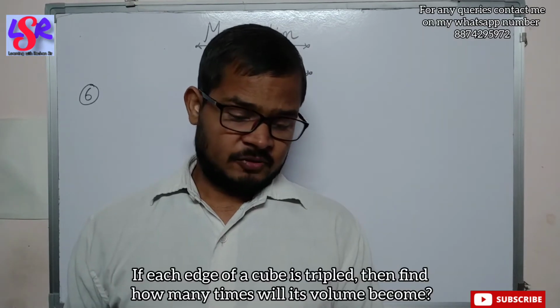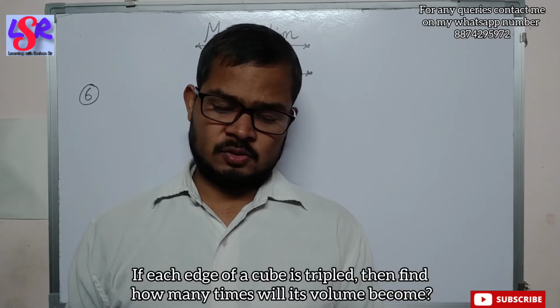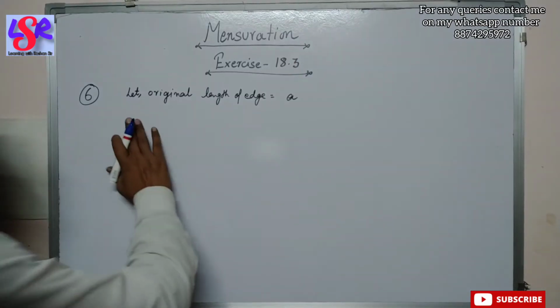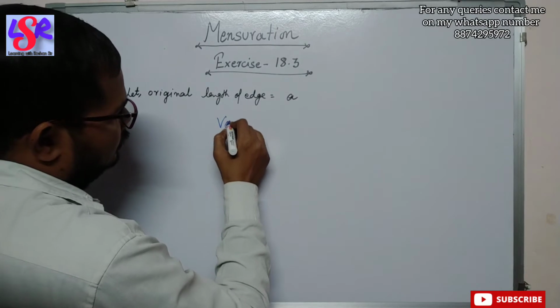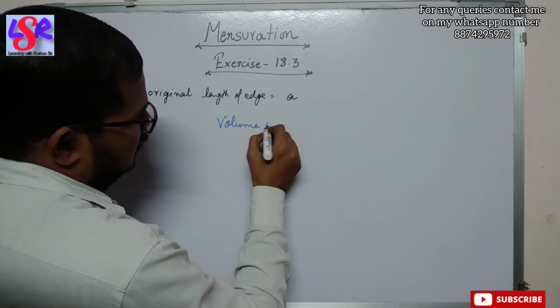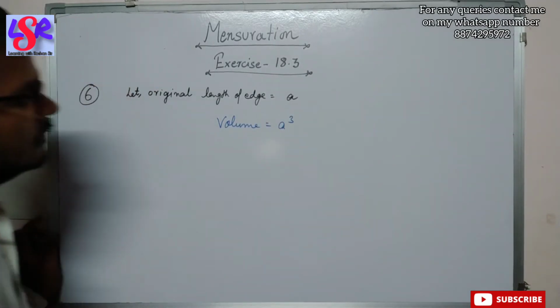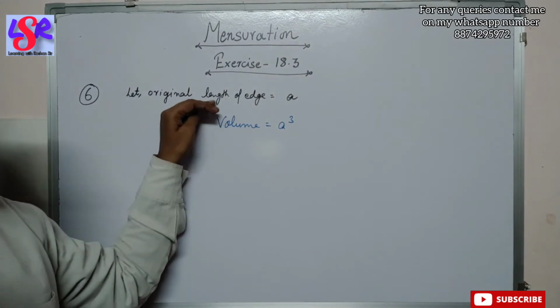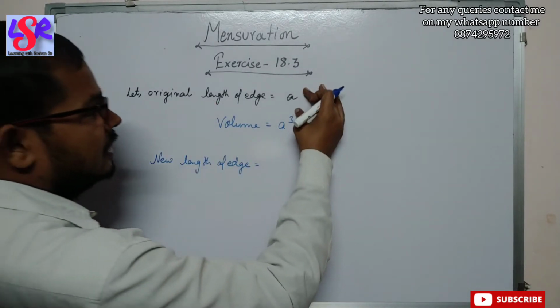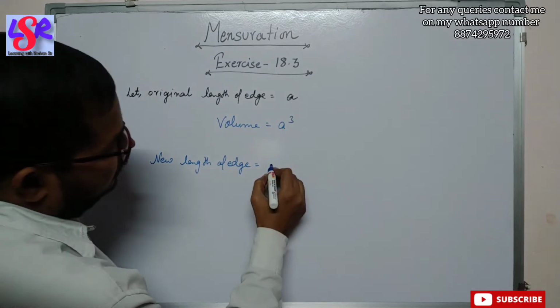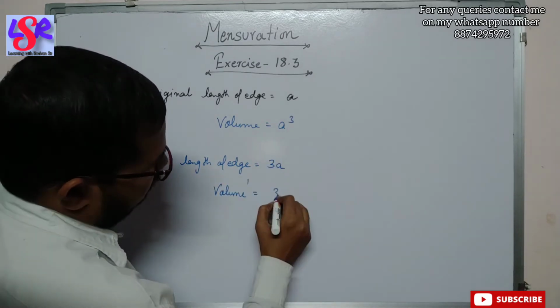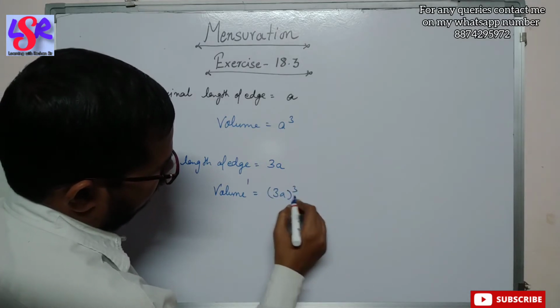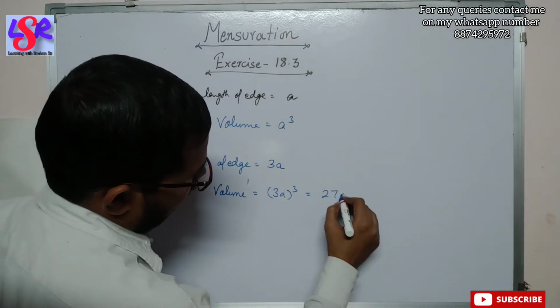In question number 6 we have, if each edge of a cube is tripled, then find how many times will its volume become. Now let the original length of the edge be a. So the volume of this cube will be equal to a cube. Now this is the original volume and this one is the original edge. Now as the length of the edge is tripled, we are going to take 3a over here and the new volume will be equal to (3a) cube, and this is equal to 27a cube.